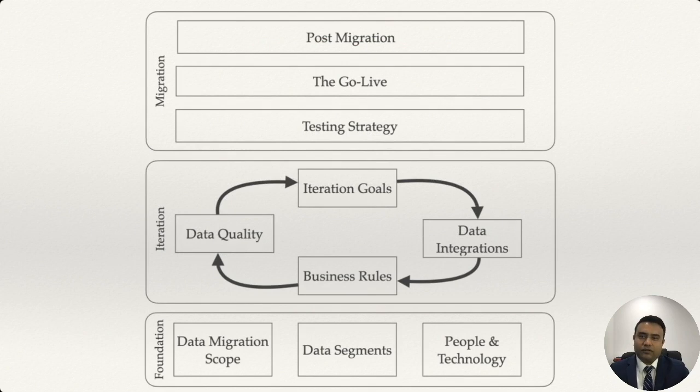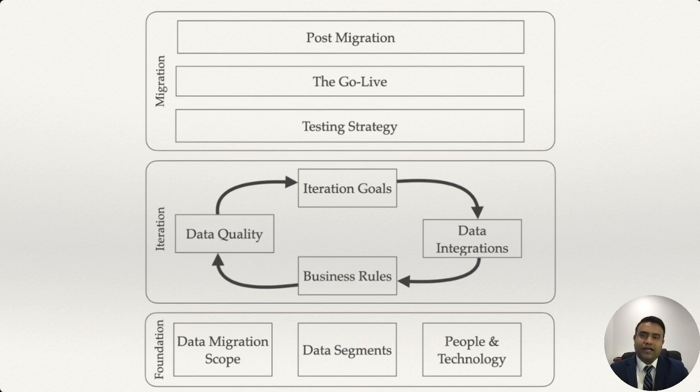Here is my framework with 10 components, and it is explained in depth in this course. I hope it will empower good decision making by providing a structured approach to analyze, evaluate, and execute actions for data migration. From the first look, it is obvious that the framework includes 3 major blocks, that is, foundation, iteration, and migration. I would call them different phases a data migration project would go through.